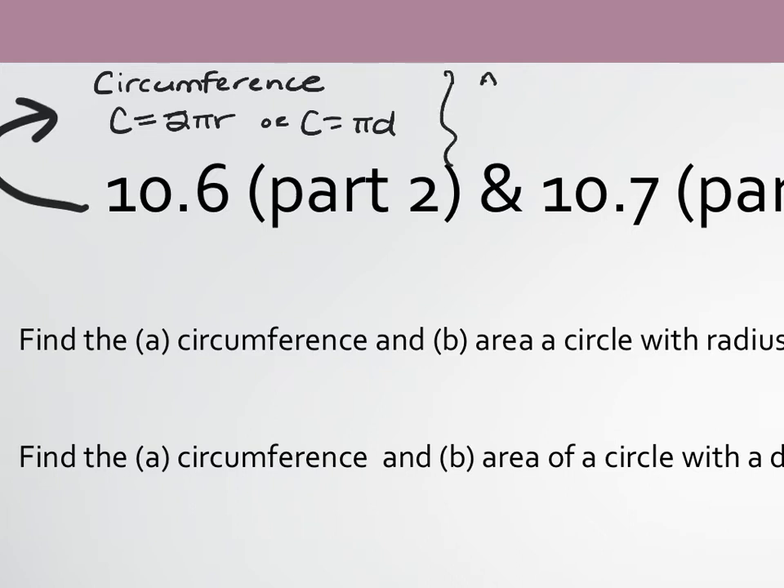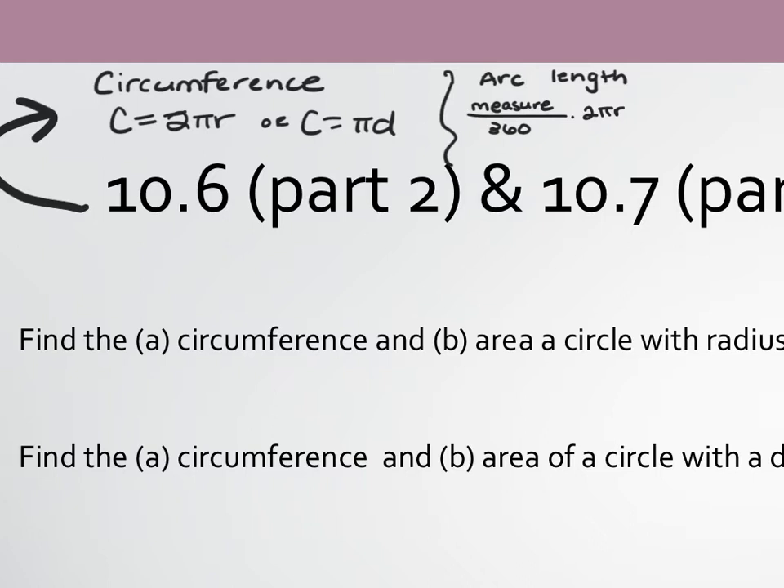Then we talked about arc length. If we wanted to find the length and not the measure, because the measure is the one that's in degrees, if we want to find the length of an arc, like the length of the pizza crust, then we do the measure of the arc over 360 times 2 pi r.